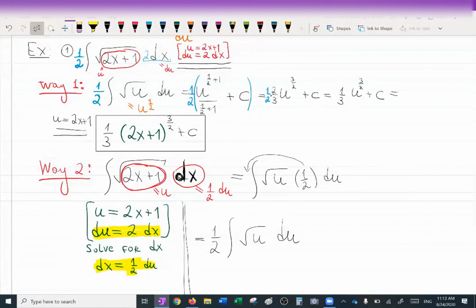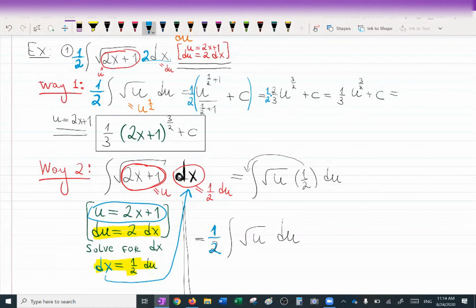In case 1, I made it to be 1/2 in front of the integral. Here, this 1/2 showed up because I multiplied by 2 and then I divided by 2. So I was creative enough to make it myself. But in this case, I did not have to be creative. I literally solved for dx, and then I plugged it in. Here's my u, I'm plugging it in, and here's my dx, I'm plugging it in. And when I plugged in, the integral just showed up by itself. And that's the idea.